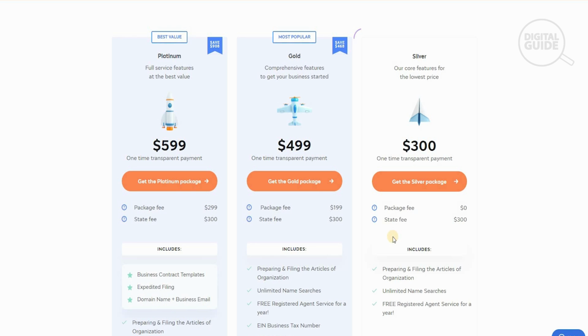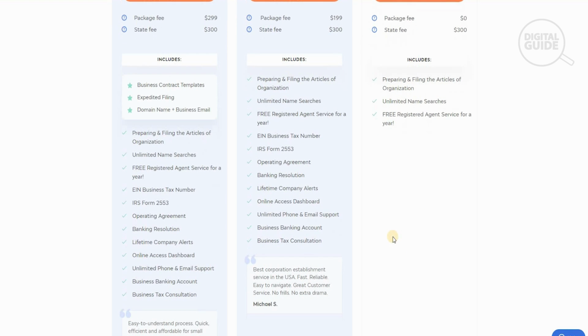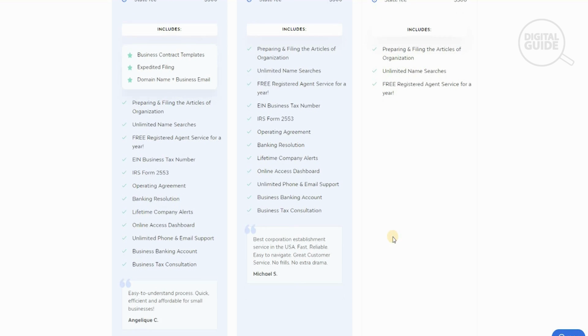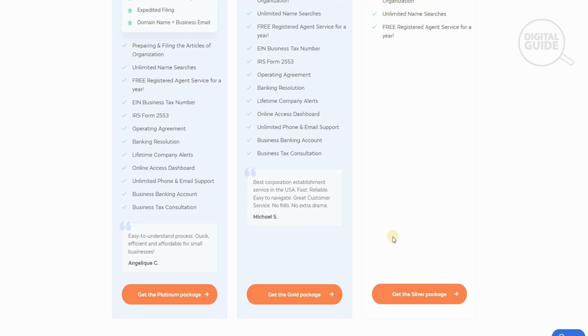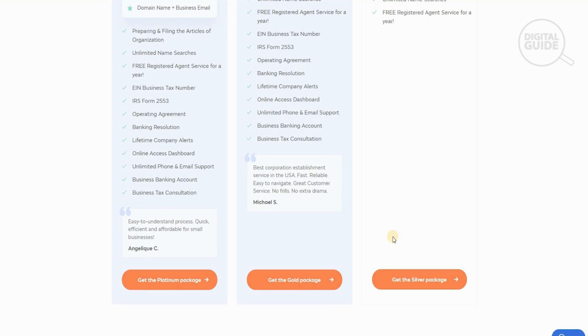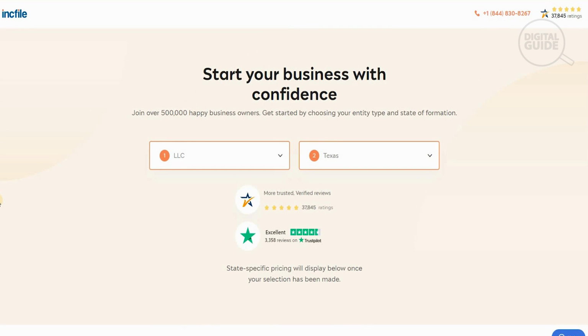Now, obviously, guys, one of the major things I always recommend to all my viewers is that you need to make sure that there are no cracks in your organizational structure. So in the future, if you run into any trouble, you know where your limited liability is going to get cracked. So make sure you go for the platinum that covers all the different features that are available, from the preparation of the filing of the articles, unlimited name searches, free registration, EIN number for your tax number, the IRS Form 2553, operating agreement, banking resolutions, lifetime company alerts, online access dashboard, unlimited phone and email support, and business banking consultation and business tax consultation. Now, once you have all of these and you have everything established, you can easily go ahead and finish your incorporation.